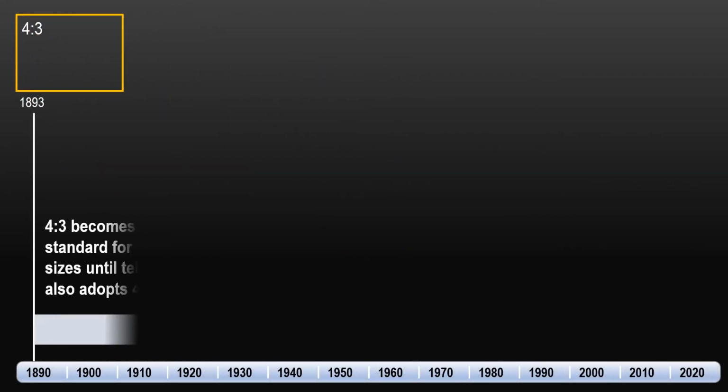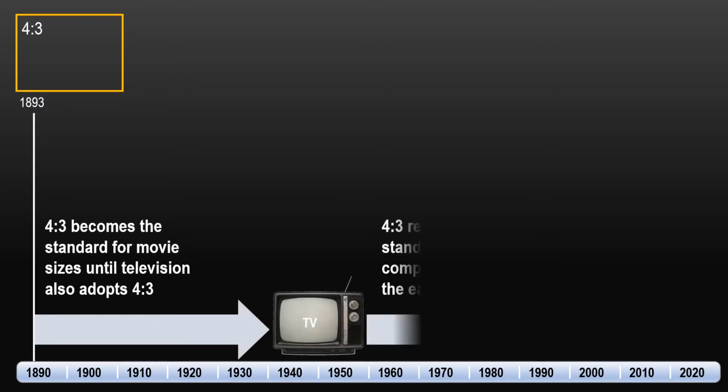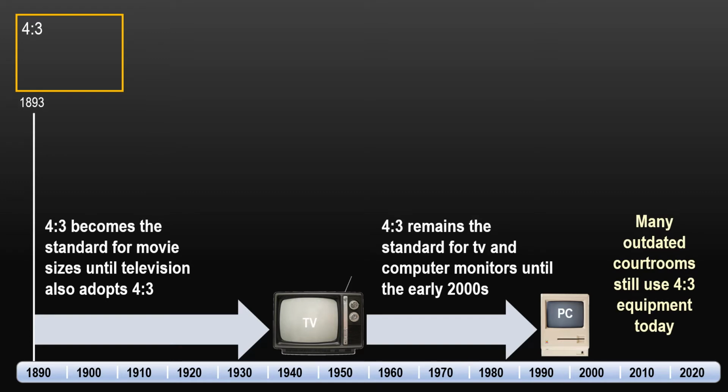The 4:3 would become the standard for all movies through the 1940s. Television would then adopt this standard for the next 50 years. Computer monitors would also adopt that 4:3 aspect ratio. It boggles the mind that 129 years ago, the decision of a staff photographer, based upon the number of perforations in a film material, set a standard that was the default for PowerPoint slides up until 2013. Many outdated courtrooms still use 4:3 equipment and require designers to work in this older aspect ratio.